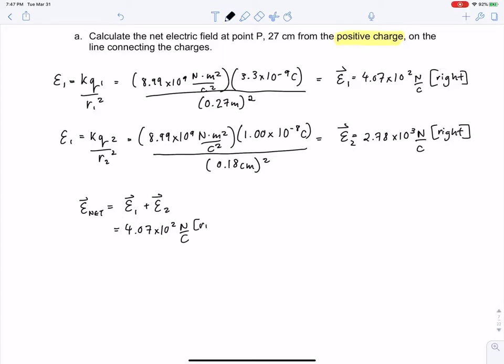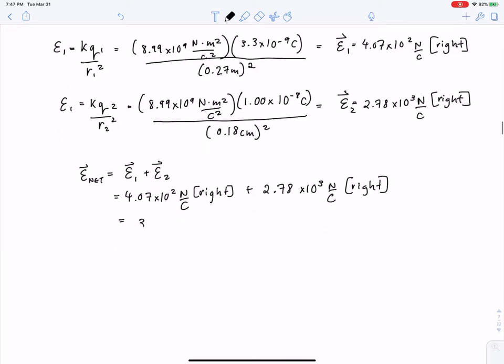To the right, plus 2.78 times 10 to the power of 3 newtons per coulomb, to the right. Since they are both in the same direction, we can add them algebraically. If we do so, we end up with 3.2 times 10 to the power of 3 newtons per coulomb right.